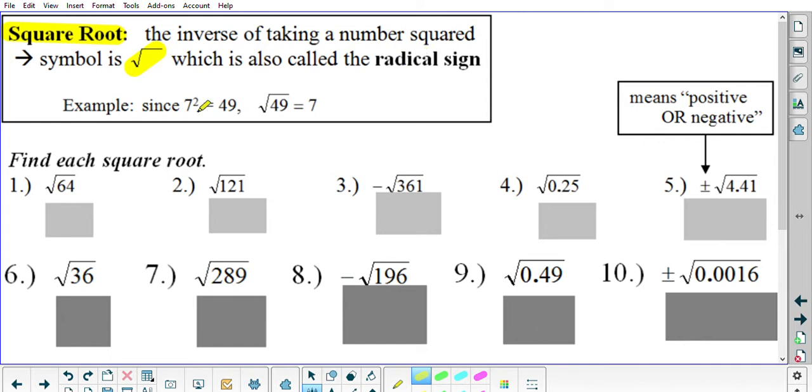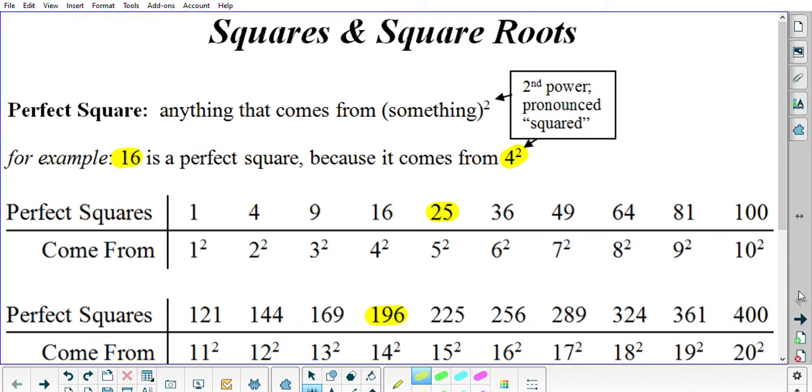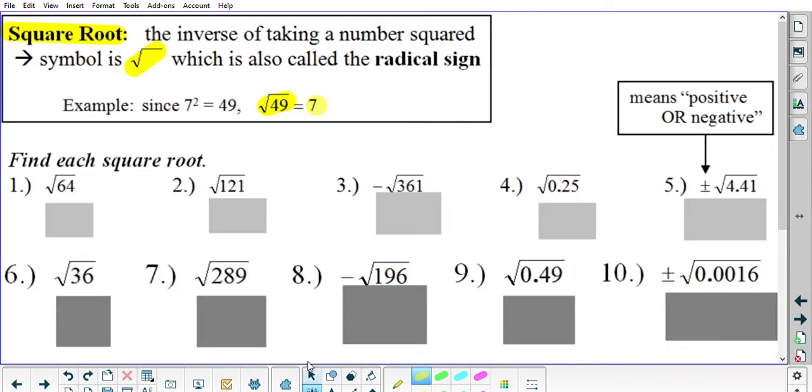For example, 7 to the second power equals 49. Therefore, the square root of 49 would equal 7. So this is why square root is considered the inverse of taking a number to the second power. That's what square root does. And you're going to use the chart that I was just showing you in order to do the following problems.